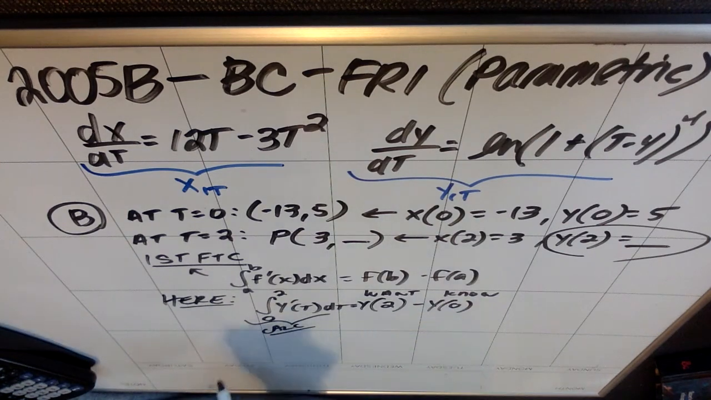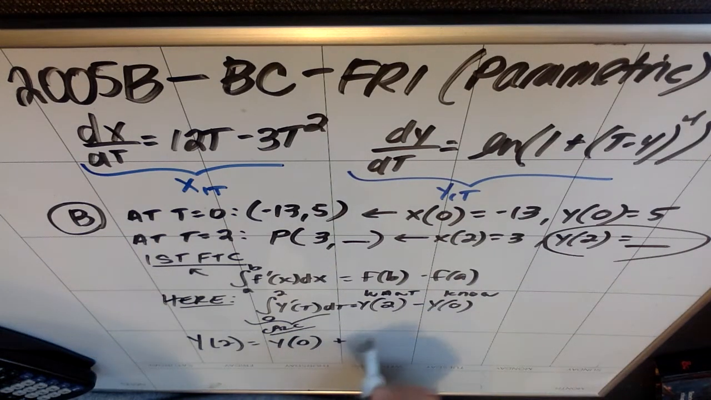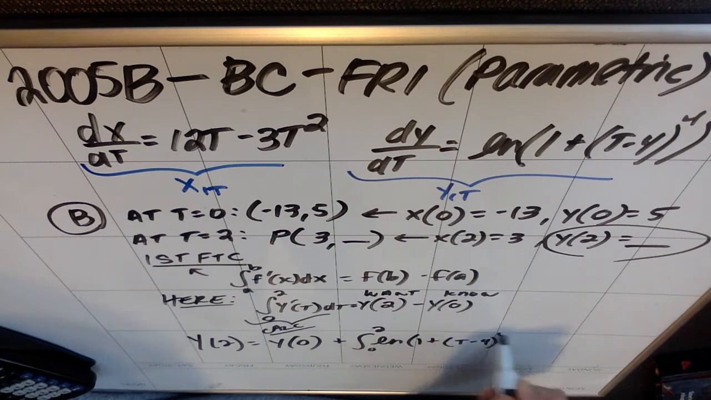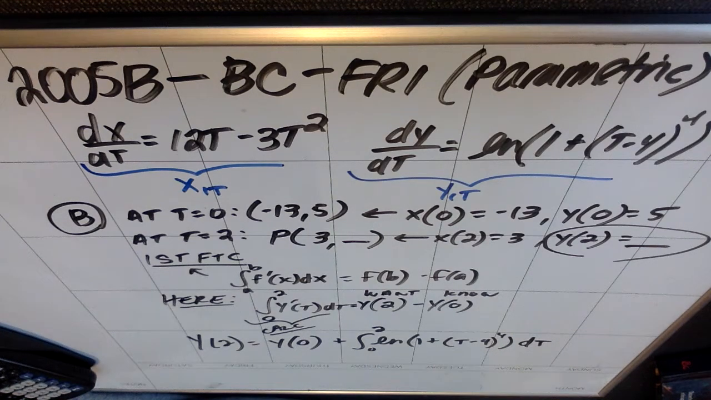So I'm going to add that y of 0 over, and I'm essentially going to get that my y of 2 should be y of 0, which is a quantity I know, it's a 5, plus this integral from 0 to 2 of the natural log of (1 plus (t minus 4) quantity squared) with respect to t. And then I'm going to let my calculator do all the heavy lifting.